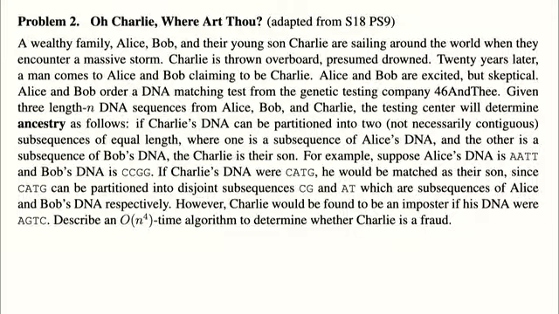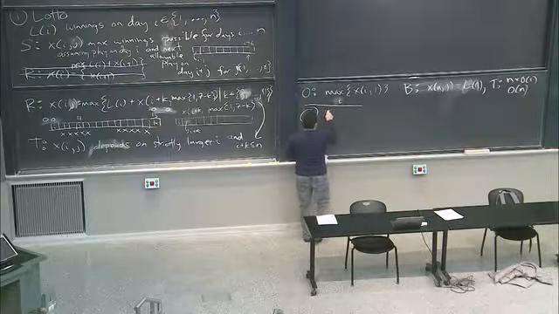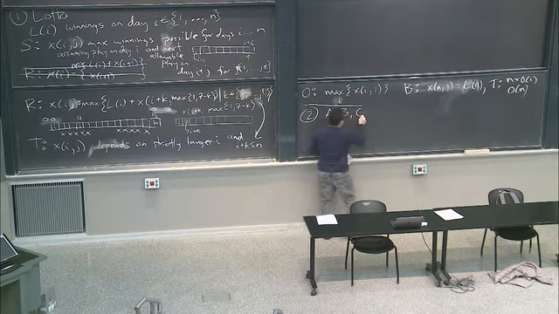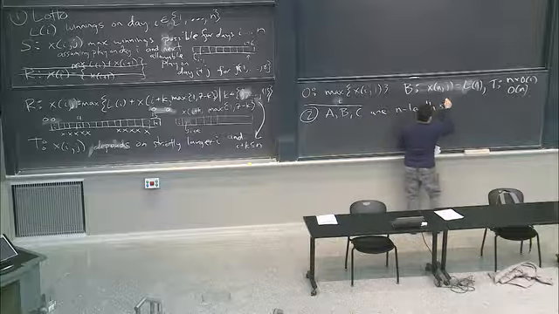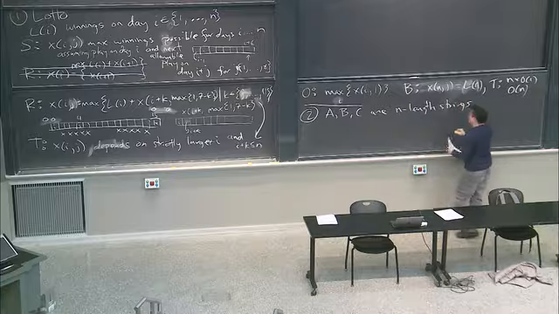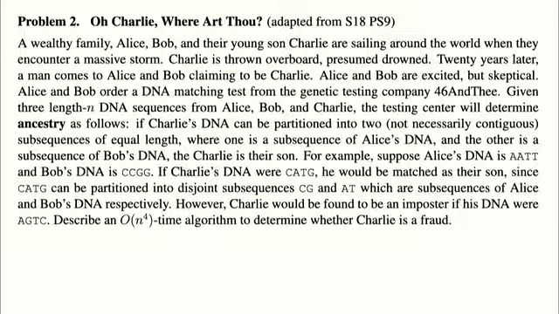So let's get some notation here. A, B, and C are n length strings, right? So what could I do?